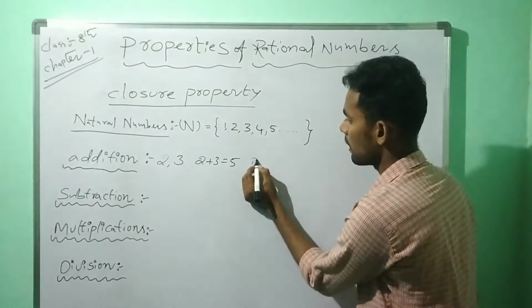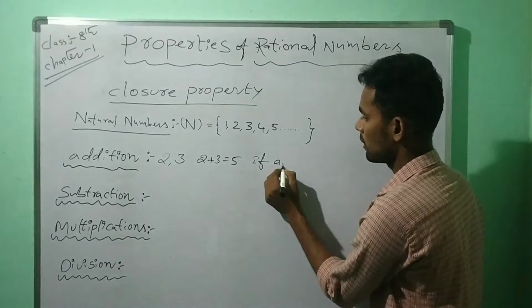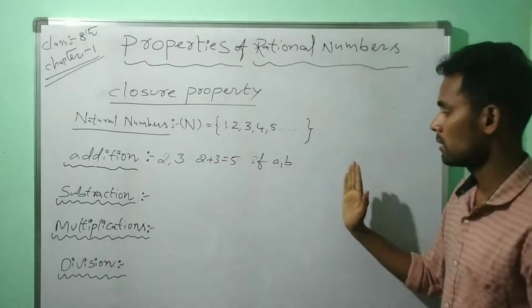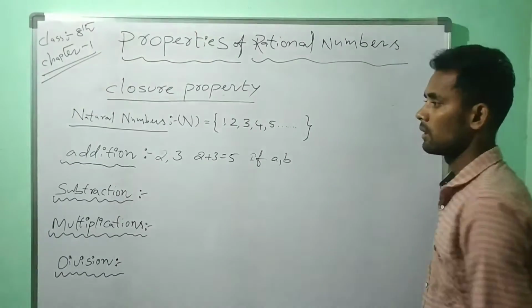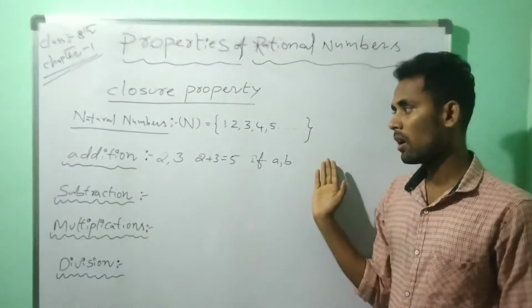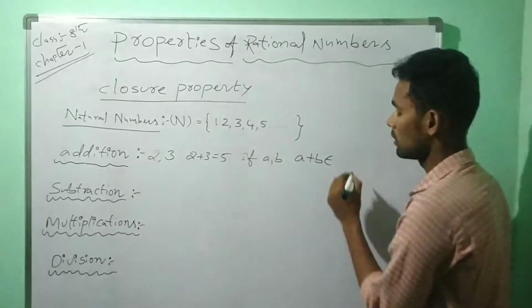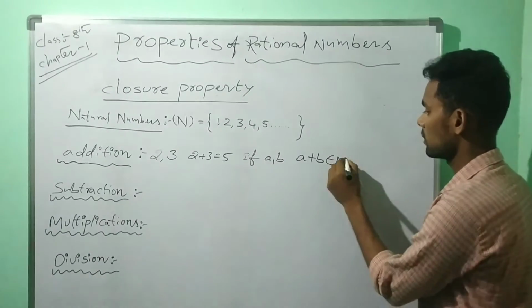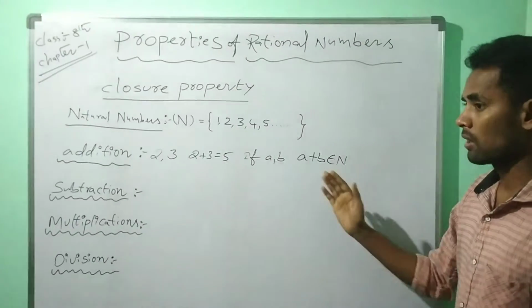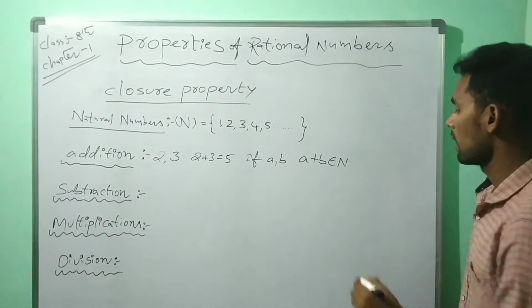So natural numbers are closed under addition. If A and B are any two natural numbers, then the sum A plus B is also a natural number. So natural numbers are closed under addition.